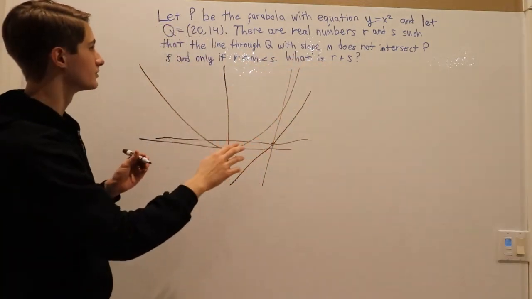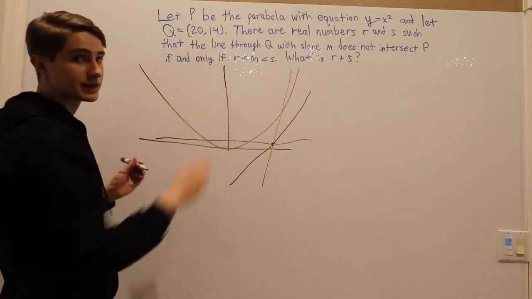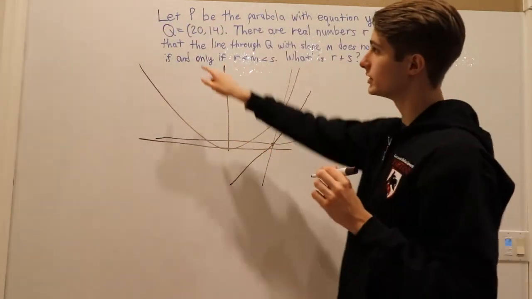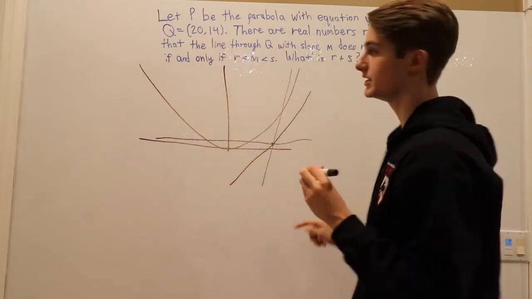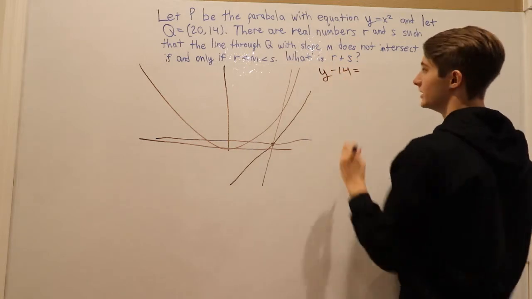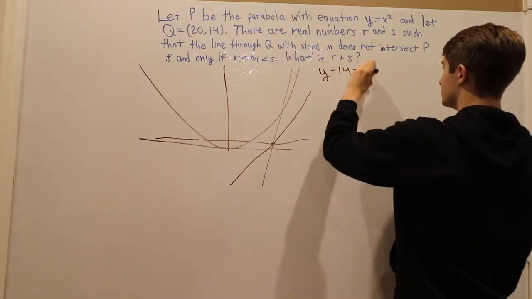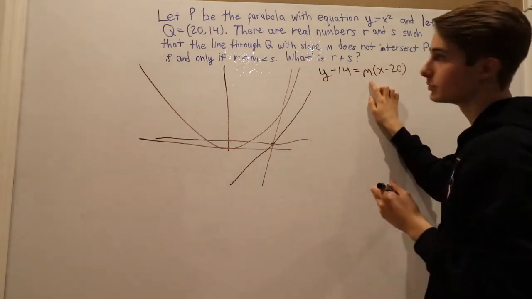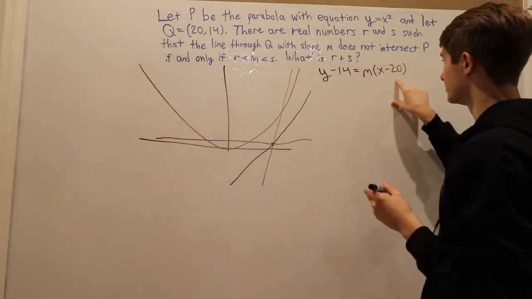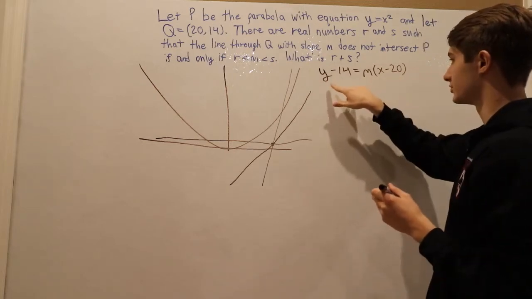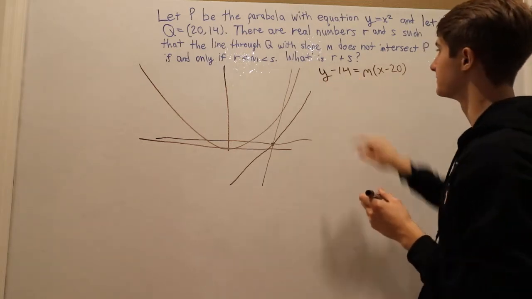To do that, we can start out by writing an equation for the line using this point. Because we know that the line goes through (20, 14), we can write the line equation in point-slope form as y minus 14 equals m times (x minus 20). So m is the line's slope, and when we let x equals 20, this part of the equation will disappear, which will just leave us y being equal to 14.